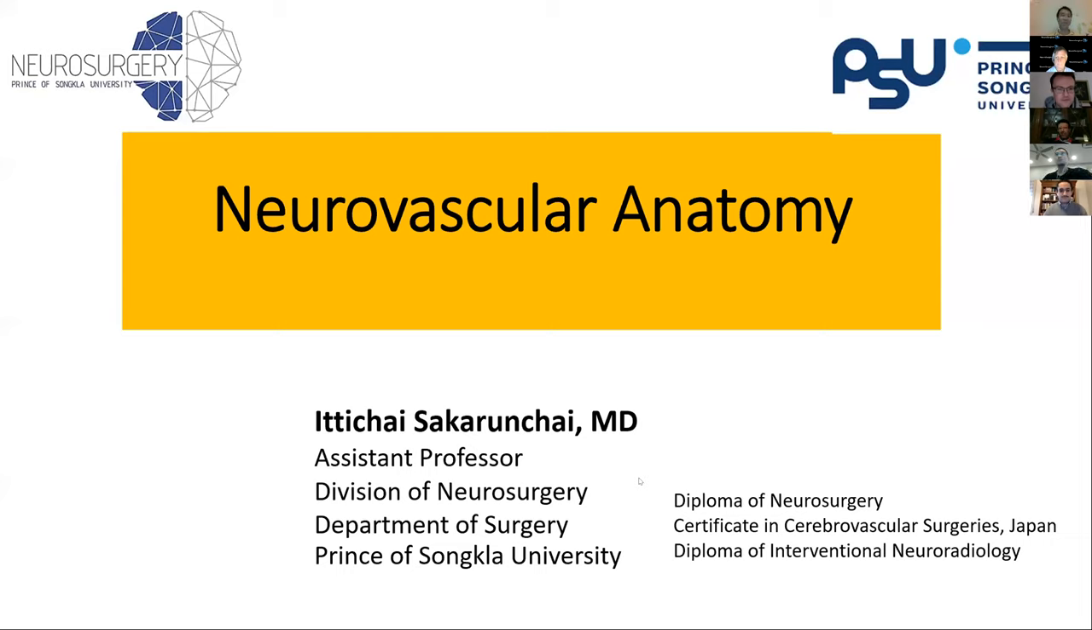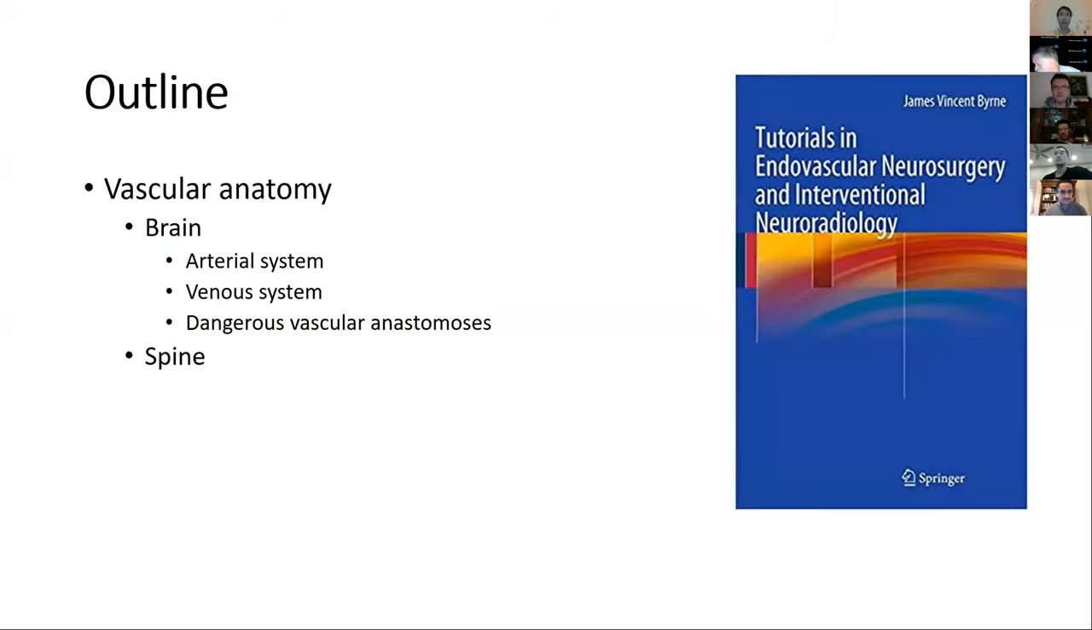My topic is very basic. It's not like for modern topics, but I want to share about the neurovascular anatomy once we have a chance to read on cerebral angiography. So in outline, for 10 minutes, I will talk about the vascular anatomy of the brain and spine, and brain adjuvant to arterial, venous, and dentarous anastomosis.